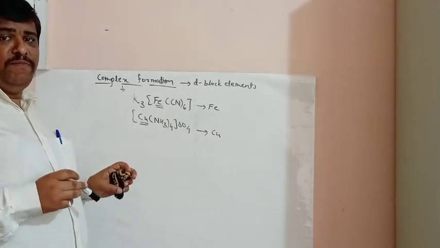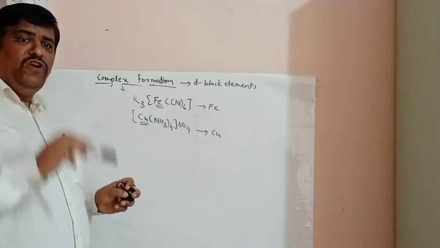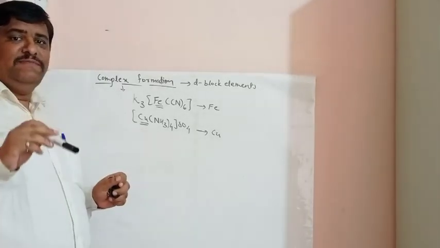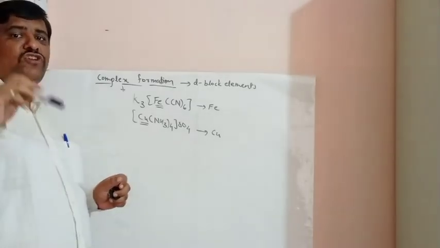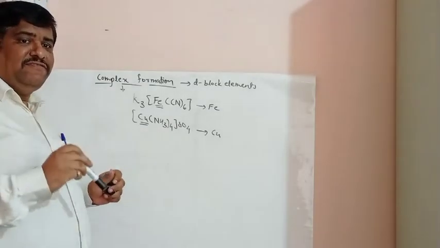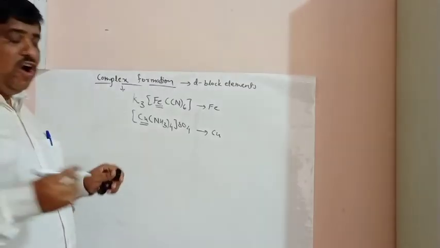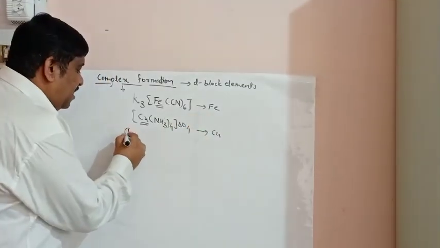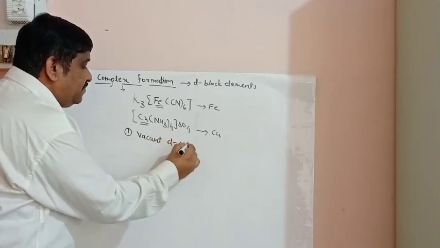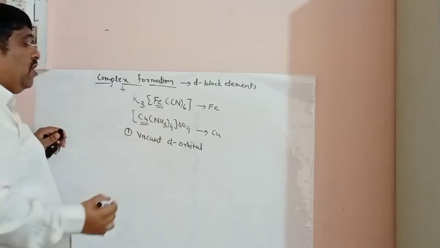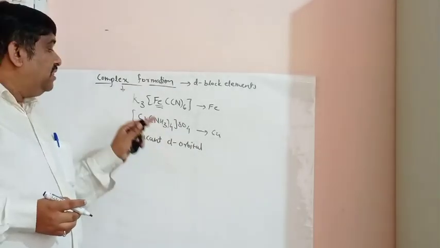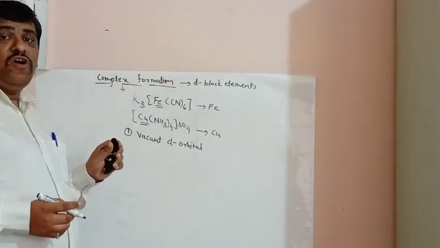Here is the reason you have to remember. In the exam also you are going to get the same questions. Why do the d block elements exhibit complex formation? D block elements give complex formation because, first reason, they have vacant d orbitals. So in the d block elements we have vacant d orbitals, therefore these d block elements show complex formation.